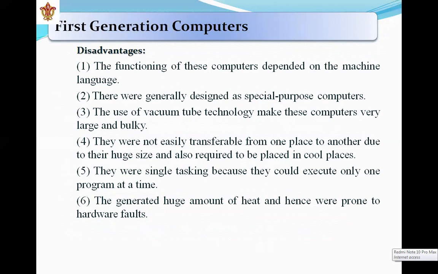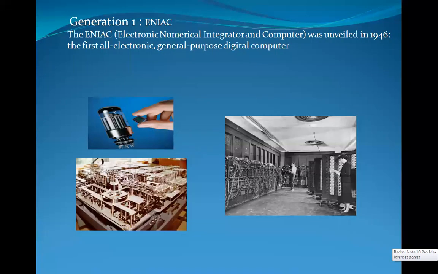They were not easily transferable from one place to another due to their huge size, and also required to be placed in a cool place. They generated a huge amount of heat and hence were prone to hardware faults. They were single tasking because they could execute only one program at a time. That is the disadvantages of first generation computers.